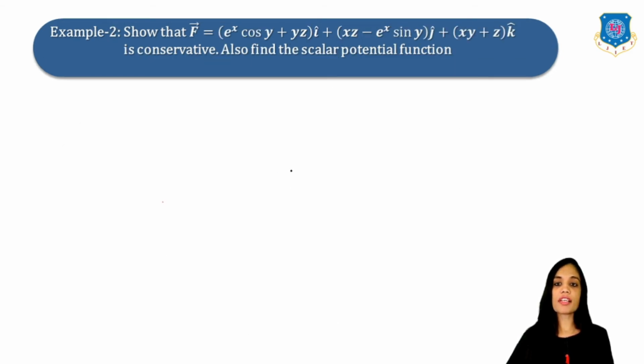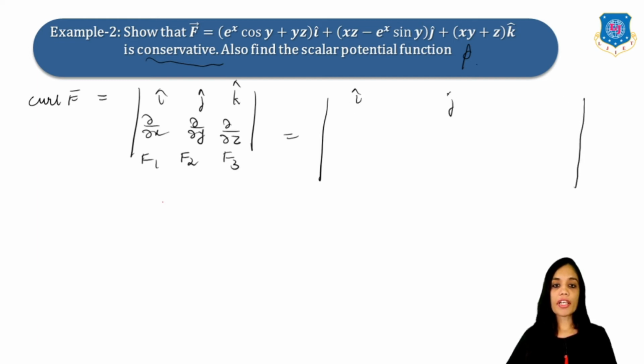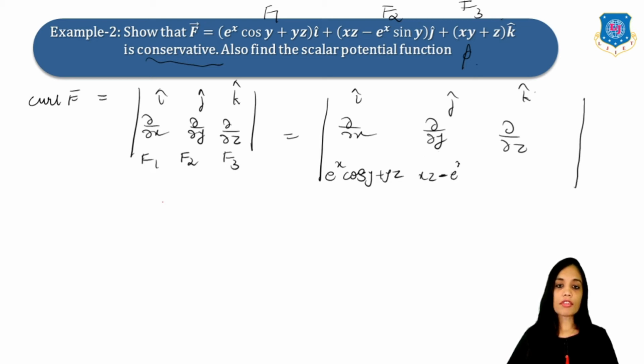Okay. Now let us move on to the next example. Again, we have to show that this f bar is conservative and then find the scalar potential function phi. In order to prove that f bar is conservative, we again find curl of f bar. The formula is i, j, k, del by del x, del by del y, del by del z, f1, f2, f3. Write i, j, k and the second row as they are. Now f1 is e raised to x cos y plus yz, f2 is xz minus e raised to x sin y, and f3 is xy plus z.